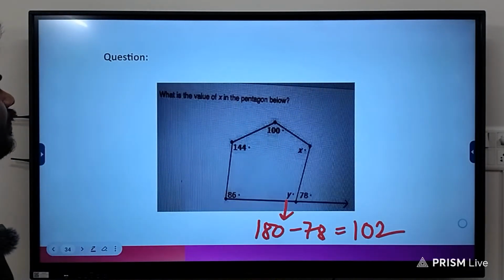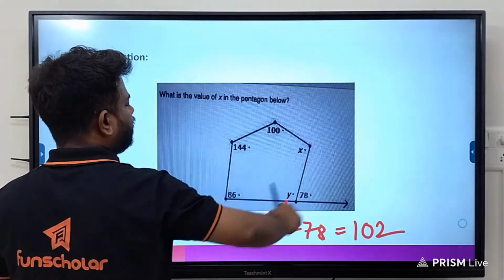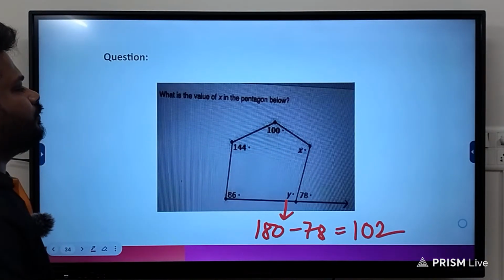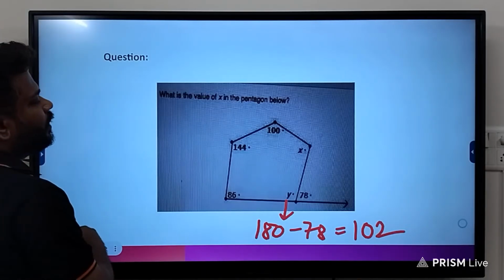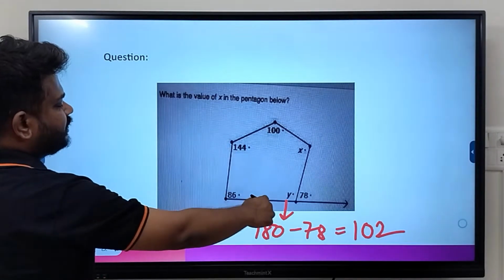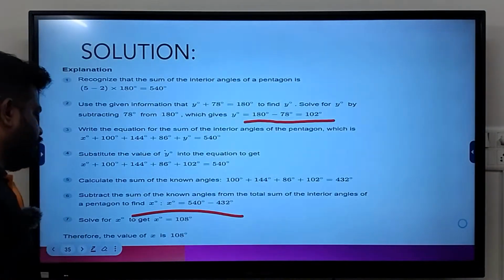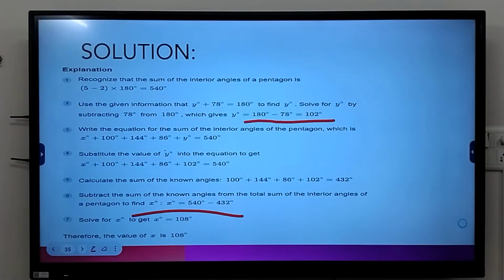Right, and from this, we already know that the sum of all this will be 360 degrees. So from 360 we have to subtract the addition of all this. Okay, so it will be 108, right?